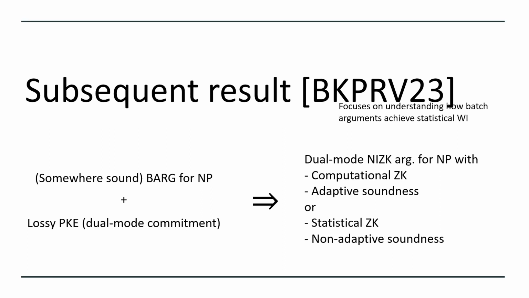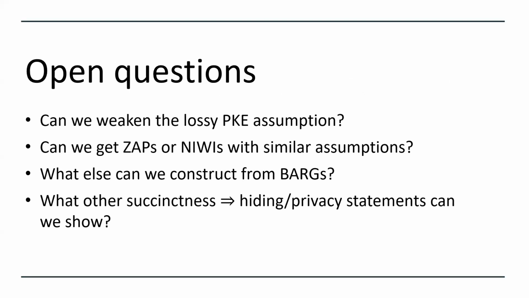So now onto the remaining open questions. Number one is, can we weaken the lossy PKE assumption to plain PKE or one-way functions? Additionally, it'd be interesting if we could get some stronger primitive like a ZAP or a NIWI from similar assumptions, maybe including lossy PKE. And then more broadly, what else can we construct from batch arguments since they're a relatively young primitive? And even more broadly, what other succinctness implies privacy statements can we show? Say, can we show that succinctness implies some strong form of encryption?